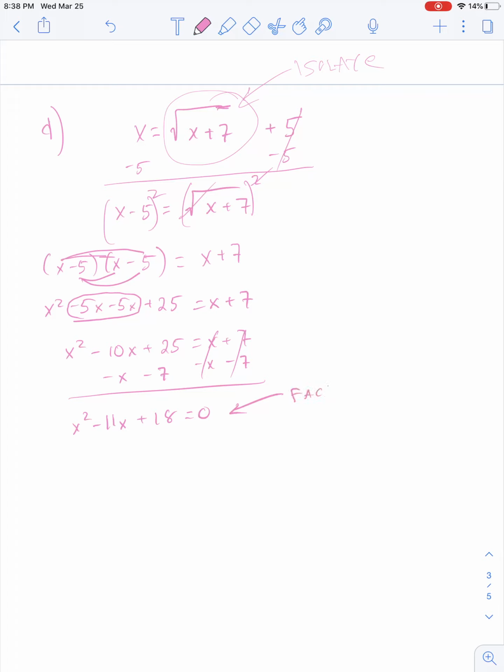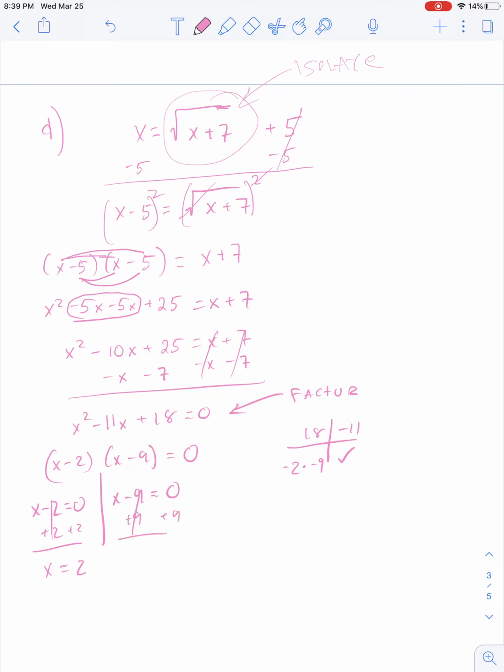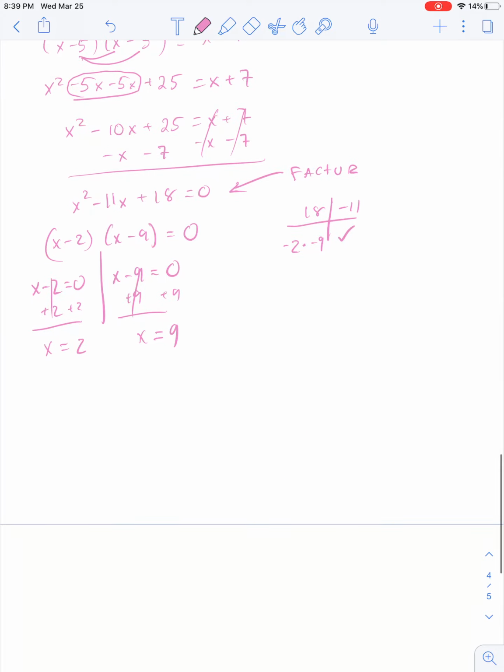And we factor. All right, we're looking for the product of 18 that sums to give us negative 11. We see that to be a negative 2 and a negative 9. So we get x minus 2, x minus 9 equals 0. All right, and then from there you can set each one equal to 0 and solve. And then we add 2, we get an answer of 2. Add 9, we get an answer of 9.